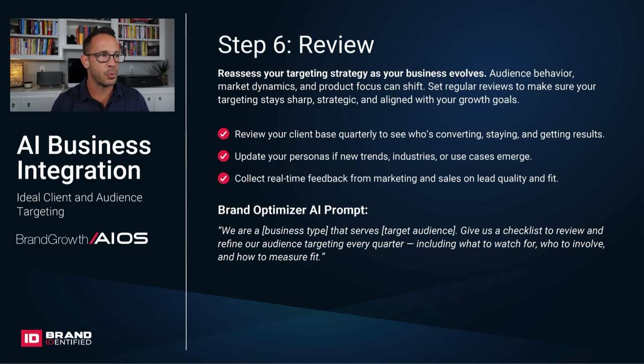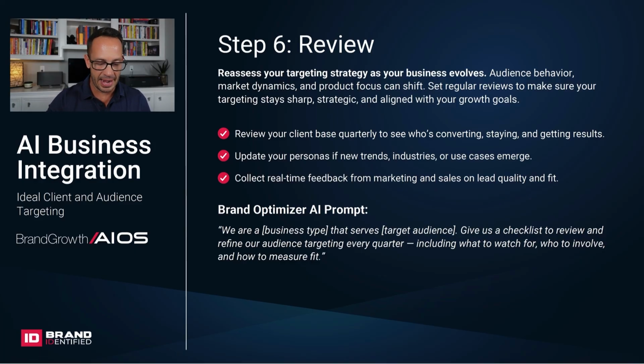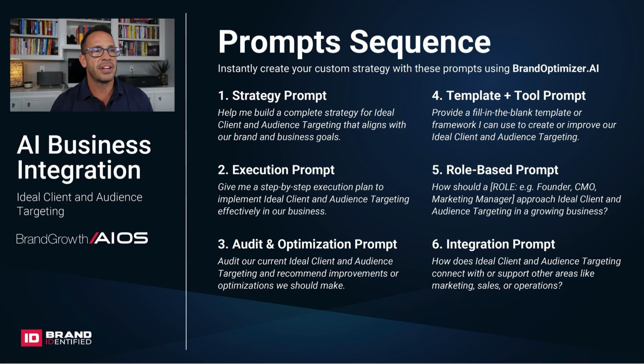And then finally, we have another prompt for step number 6 that you can load into BrandOptimizer.AI. So next we're going to move on to a 6-step prompt sequence that you can load into BrandOptimizer.AI. This will instantly create your custom strategy with these prompts over there in that custom GPT. So the first is a strategy prompt, and that is, help me build a complete strategy for ideal client and audience targeting that aligns with our brand and our business goals.